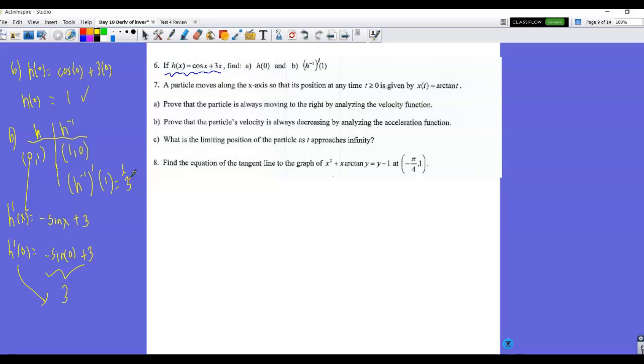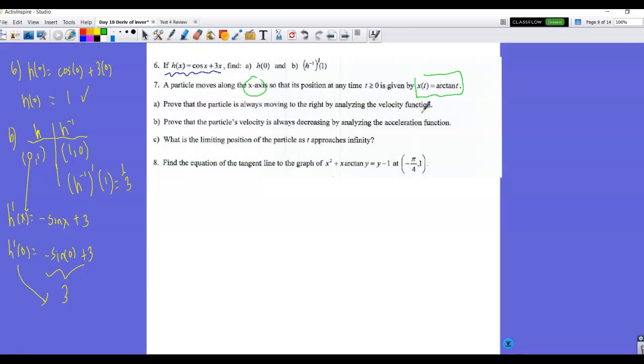Number 7, we have a motion problem. Yay! So our motion problem says we have a particle moving along the x-axis. Its position is given by x of t equals arctangent t. Prove that the particle is always moving to the right, analyzing the velocity function.